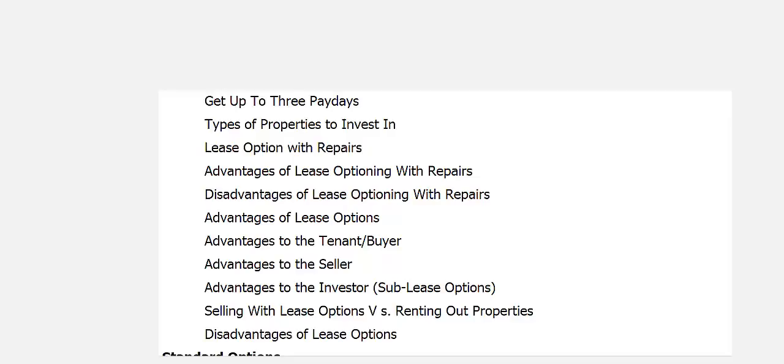Types of properties to invest in with sandwiches. And then how do we deal with lease options with repairs? What are the advantages and disadvantages of lease optioning with repairs? What are the advantages in general of lease options?